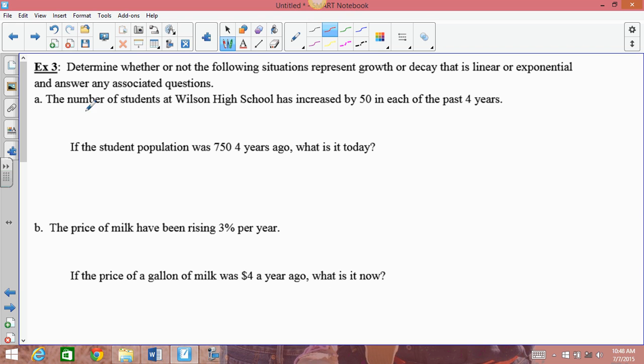So here in part A, it says the number of students at Wilson High School has increased by 50 in each of the past 4 years. So my key here is a fixed amount per unit of time, so that's telling me a fixed amount, linear. And because it's increasing, we go with growth. Okay, so now answering the question, if the student population was 750 4 years ago, what is it today?